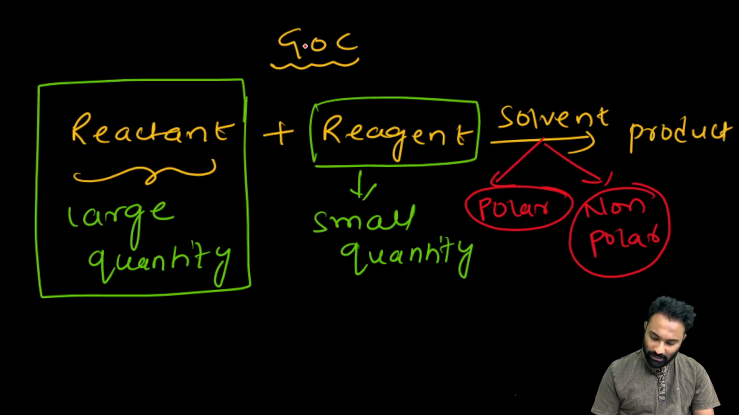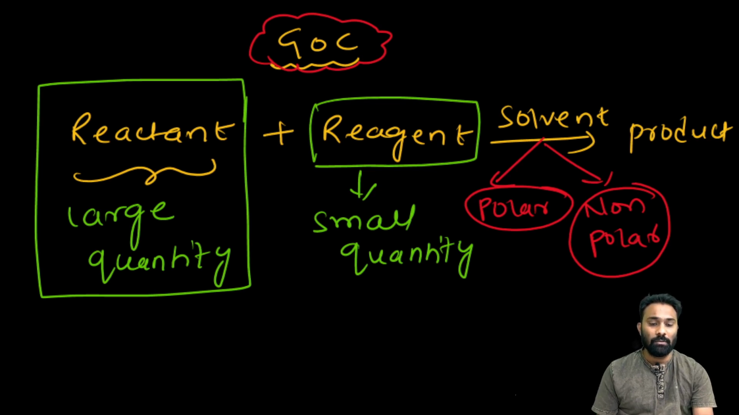Clear? Now to start the GOC, how will the organic reactions happen in our organic chemistry? First, the reactant, which is present in the larger quantity. Next, the reagent, which is present in the smaller quantity. Now with the help of the solvent, which may be polar or non-polar, it will give you the product. Clear? Done?